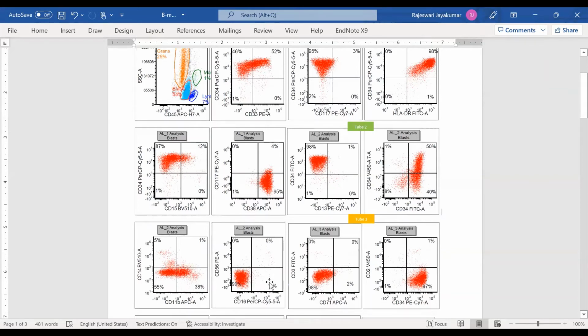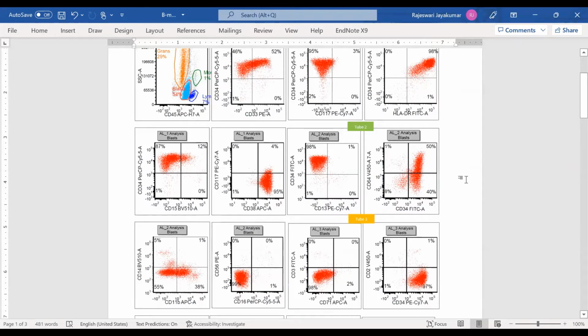And then they're negative for 16 and 56. They are negative for the T cell marker CD3. They're negative for 71. They're negative for 2. So far in these tubes, we see that they're expressing some myeloid markers, CD33 and CD64 and CD11b, a dim CD15. Looks more monocytic, and the blasts are also going into the monocyte gate, if we remember the CD45 versus side scatter plot.